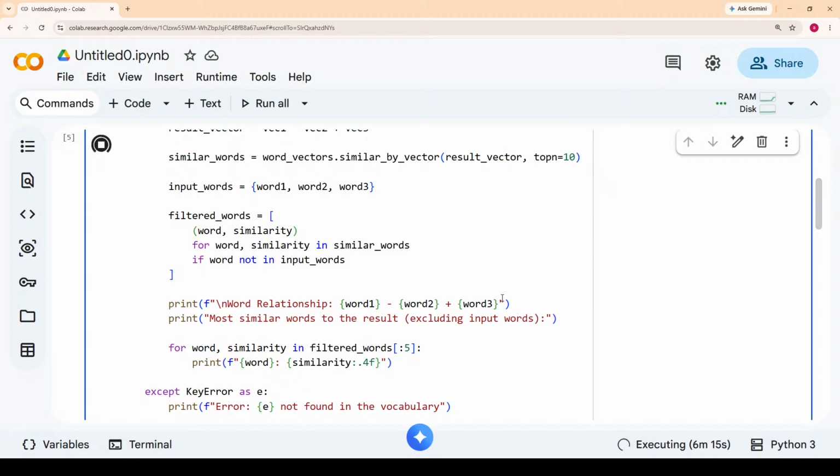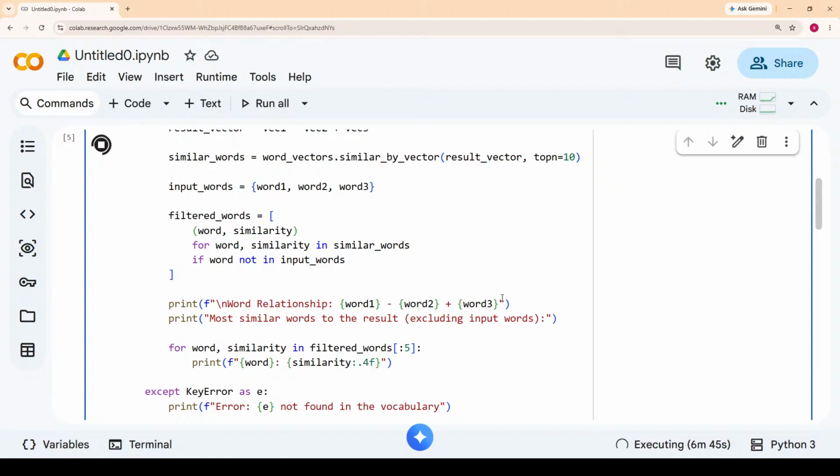Next, what is the vocabulary? I said many times in the previous session what vocabulary is. Now I will say what answer you can give. Vocabulary is nothing but a collection of all words known to the model. That is the vocabulary.